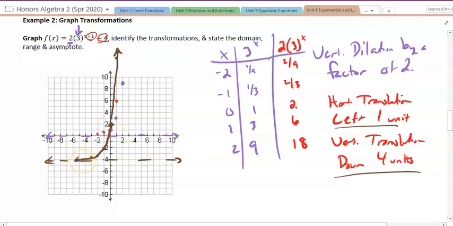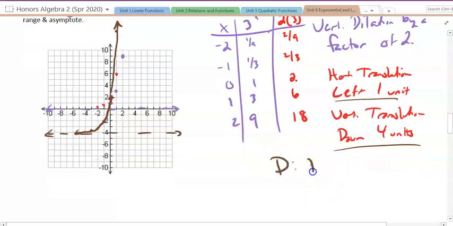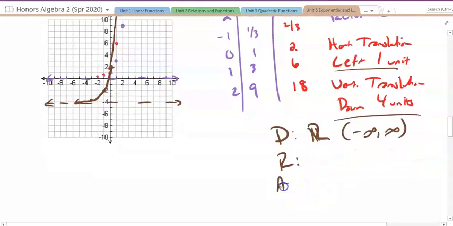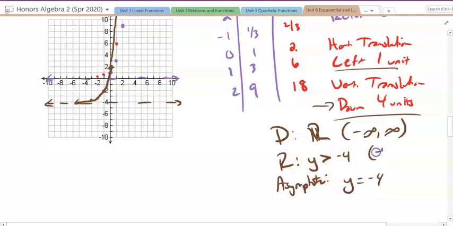And so it has to state the domain, the range, and the asymptote. And so what's the domain? All real numbers, it hasn't changed. Negative infinity to infinity. The range has changed. And again, remember that your range is based on the asymptote. Where did the asymptote end up? It's at y equals -4 because it got shifted where? Down 4. And so it means my range is y is greater than -4 or -4 to infinity with a parenthesis on both ends. And so that's the difference with these.